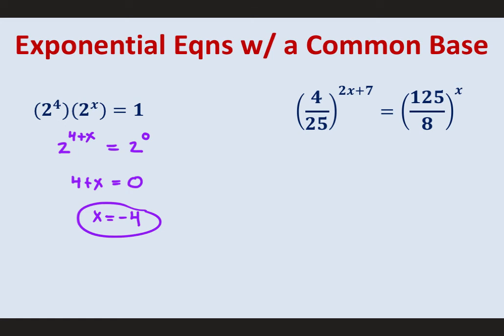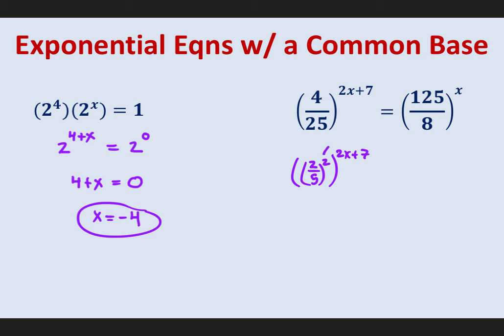All right, and then this last one is probably the trickiest one of these style that I can give you. A couple things to notice. You're going to look at this and you're going to try and match things up. First and foremost, you see that 4 and 25, those are both squares. So I'm going to rewrite those as something squared. 4 is 2 squared, 25 is 5 squared. So I'm going to rewrite that as 2 over 5 squared. And then raise that again to the 2x plus 7. So I simplified that one down first.